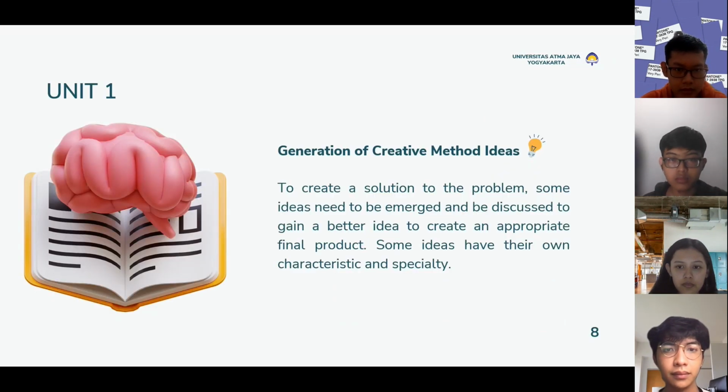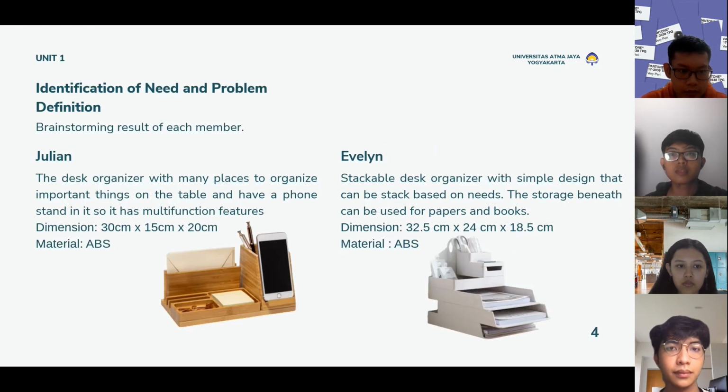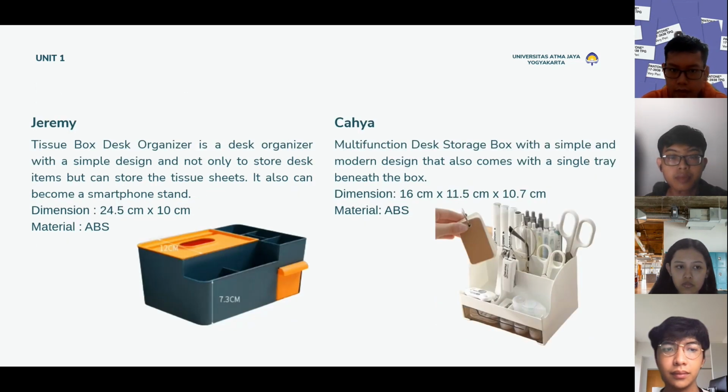Next. In Unit 1, we will first generate our ideas about the desk organizer through brainstorming. Next, please. And here is our idea. This is mine, and this is Evelyn's. Next. And this is Jeremy's, and this is Saya's ideas.